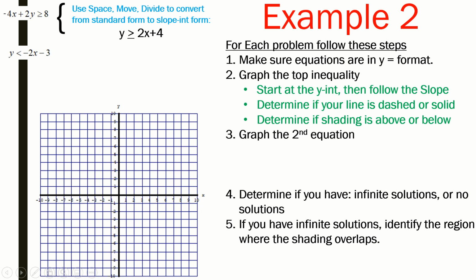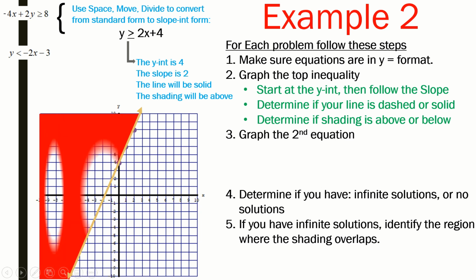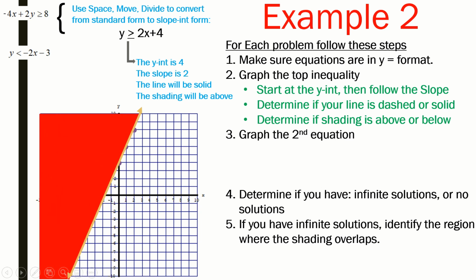Okay, well from there, I can identify the y-intercept and the slope. The y-intercept must be 4. The slope must be 2. 2 is the coefficient of x. The line's going to be solid because it says or equal to under the inequality. And the shading will be above because it's y is greater than 2x plus 4. So we have our intercept at 4. Our slope is 2. Let's place our line. And we are going to shade greater than. Beautiful red shading. Love it.